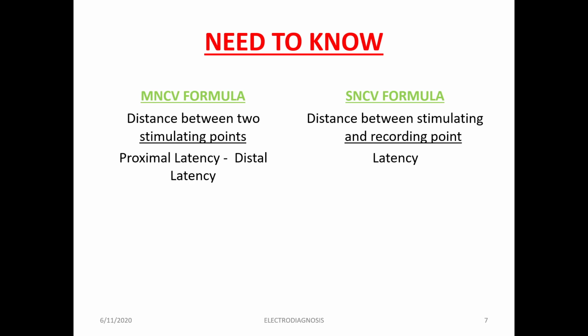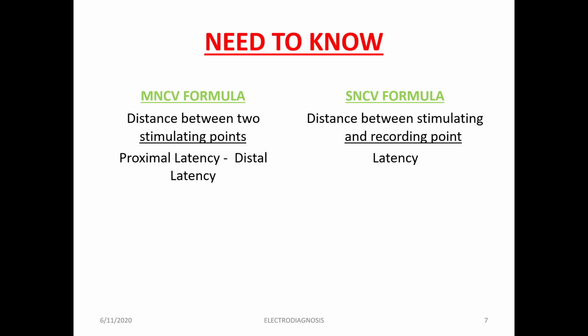Now, simply think of velocity. Velocity, as per physics, is distance divided by time. We directly take the distance from wrist to elbow, so that is distance divided by proximal latency minus distal latency. We cannot get the time directly.